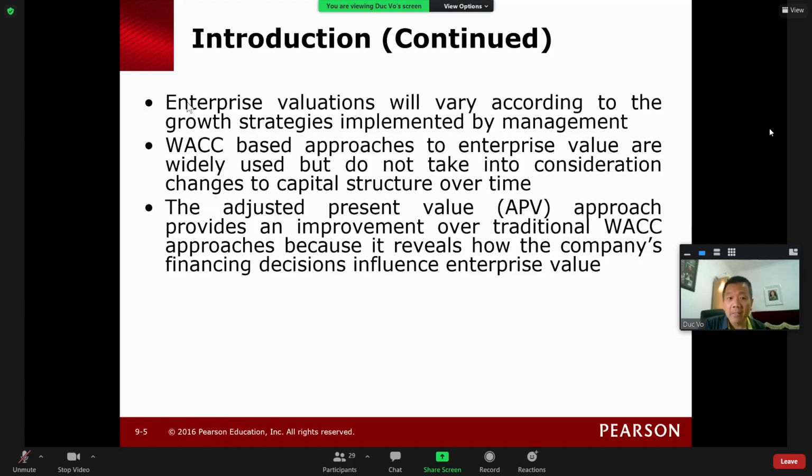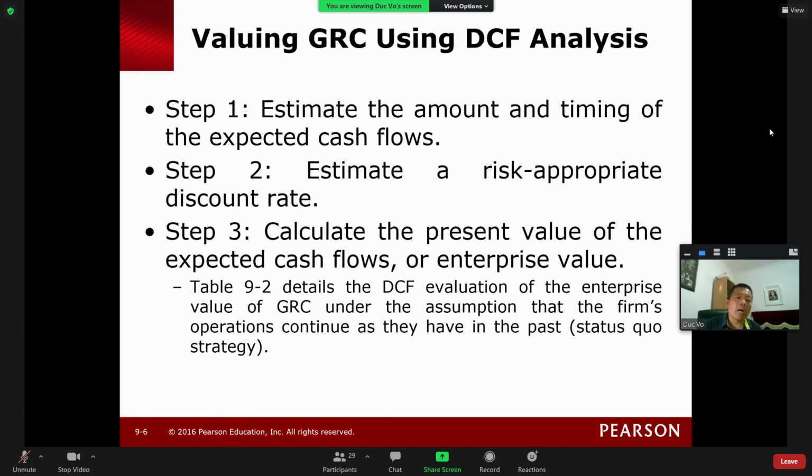So in that case, we may not be able to use the conventional DCF, but we will be using the extension, what they call the APV, or the adjusted present value. What is that? We'll discuss when we get there. Okay, so the conventional approach, when you try to estimate the enterprise valuation, is you use the DCF, discounted cash flow.